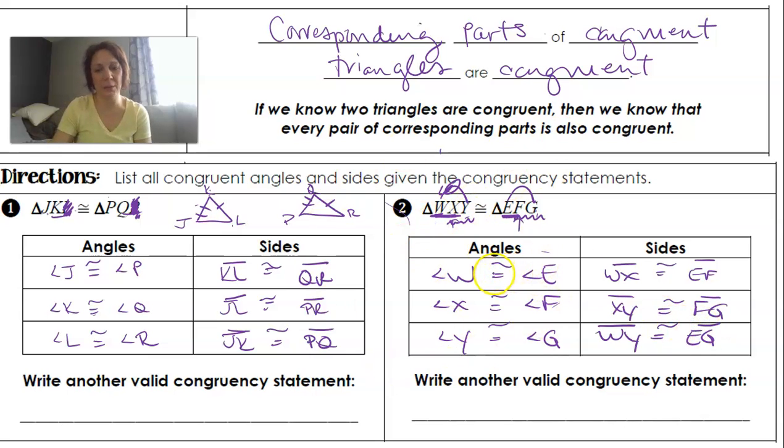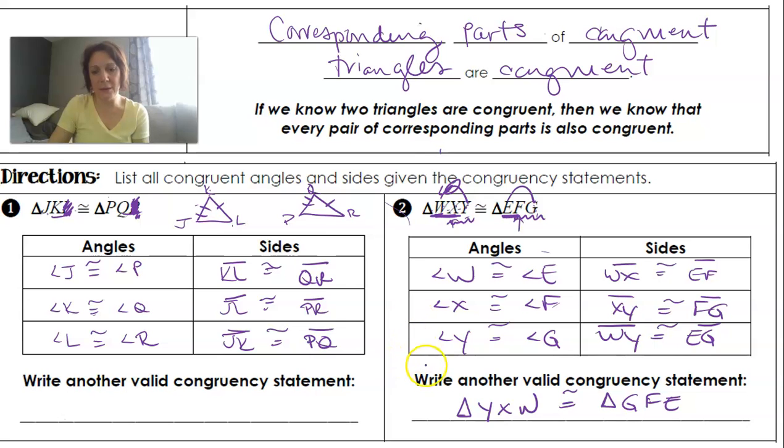6 congruency statements. 6. Okay, so down here it says write another valid congruency statement. Again, all you got to do is rearrange these letters. So if I say, okay, instead of WXY, I'm going to write YXW. I'm going to reverse. All I have to do is go over here and rearrange those letters in the same exact way. Instead of EFG, I'm going to write GFE.